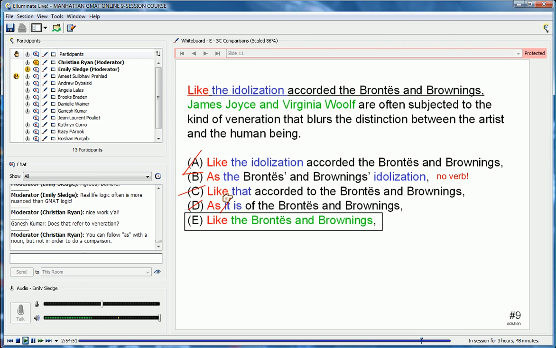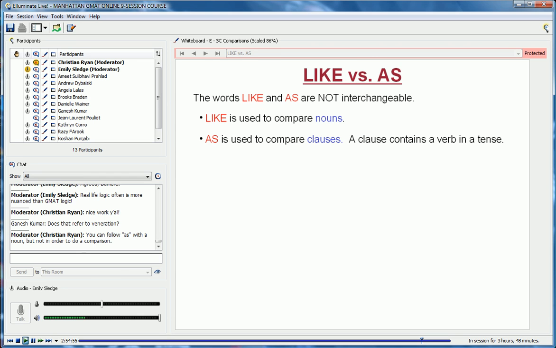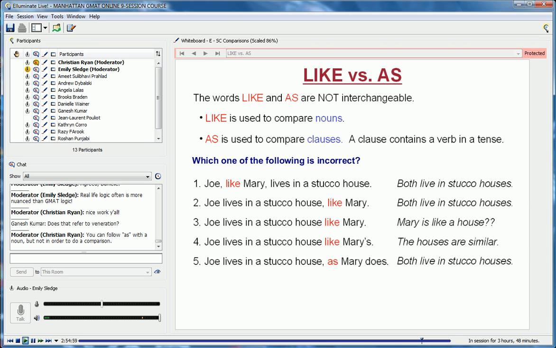All right, cool. And just one more little exercise for you guys on this like versus as business. Here are a set of statements, and they all are intended to imply the same meaning. One of them is incorrect. In fact, in the interest of time, I'm showing the answers here, so I won't make you do this. But I'll point out that the one that is incorrect is 3 here.